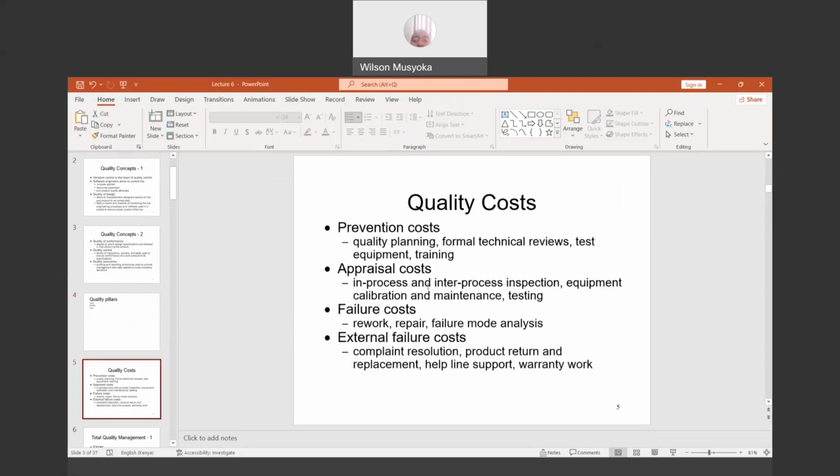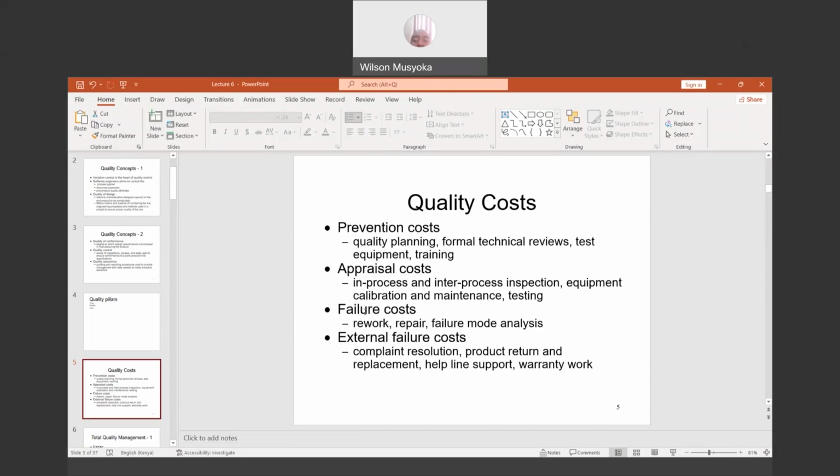And some of the costs we are going to look at is like prevention cost. And here, cost is going to be incurred in terms of planning. It is also going to be incurred in form of technical reviews and also the test equipment that are going to be used, as well as training. There is also appraisal cost, and this is the cost which is used in the process or in the process inspection, and also equipment calibration and maintenance.